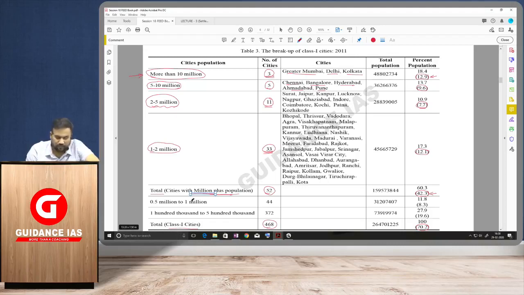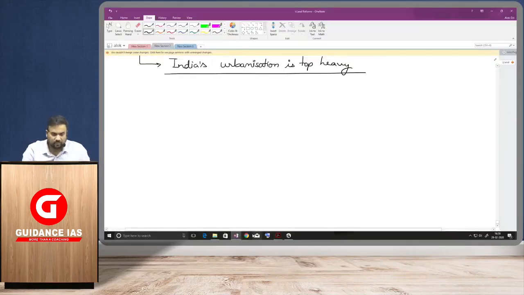ठीक है, 0.5 million to 1 million, that is 5 lakh to 10 lakh. इस तरह की टोटल सिटीज are 44 and total population living in them is 8.3%. If you look into the population which is 1 lakh to 5 lakh, there are 372 cities and there only around 20% of people are living. ठीक है, so much big difference in the numbers. So अब क्या मैं इसको I can show this by some kind of diagram.